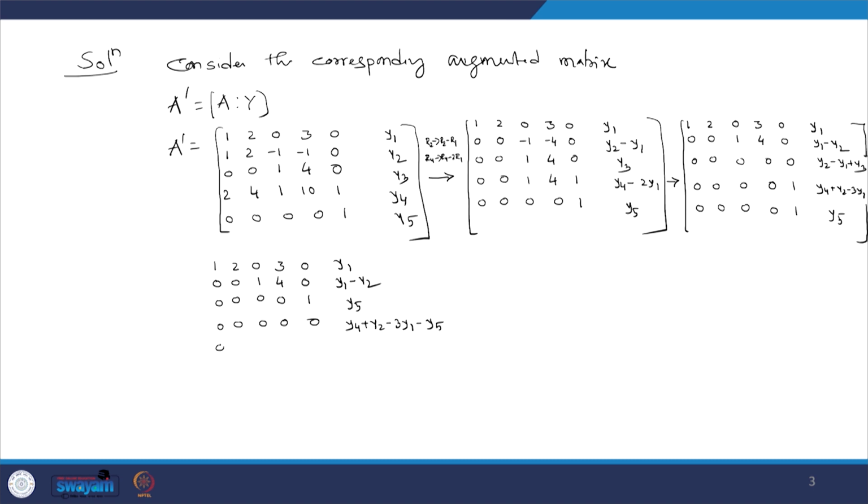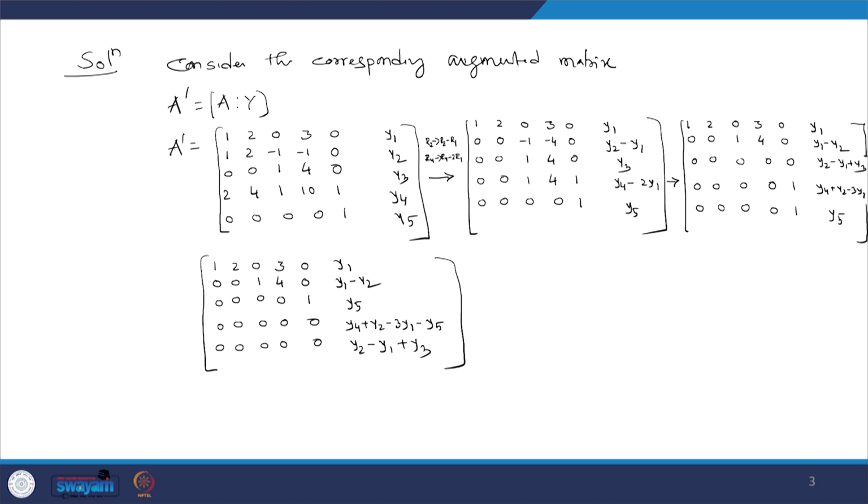And last one, since I have shifted the third row to the fifth row, this will be 0 0 0 y2 minus y1 plus y3. So, I have got a new matrix like this.